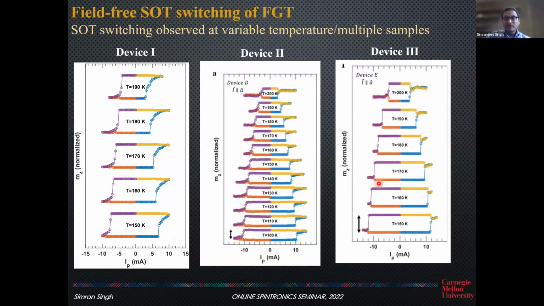We looked at many samples, at different temperatures, with WTe2 thicknesses ranging from 3 nanometers to 26 nanometers and FGT thicknesses ranging from 4 nanometers up to 16 nanometers or so. We consistently see this behavior in 6-7 samples, which makes these experiments pretty consistent and reproducible.